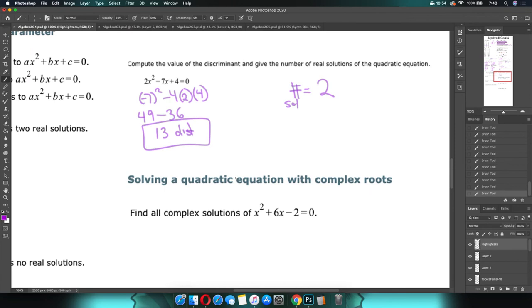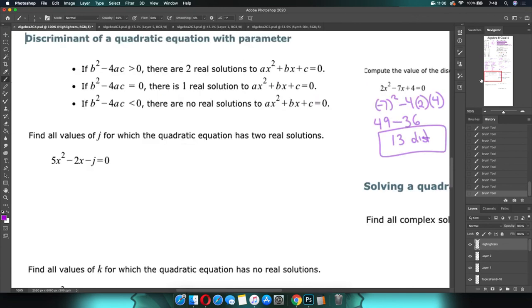13 is a positive number, so that's why our discriminant looks as it is. And since it's positive, it's going to be 2 solutions. Okay, so far so good.